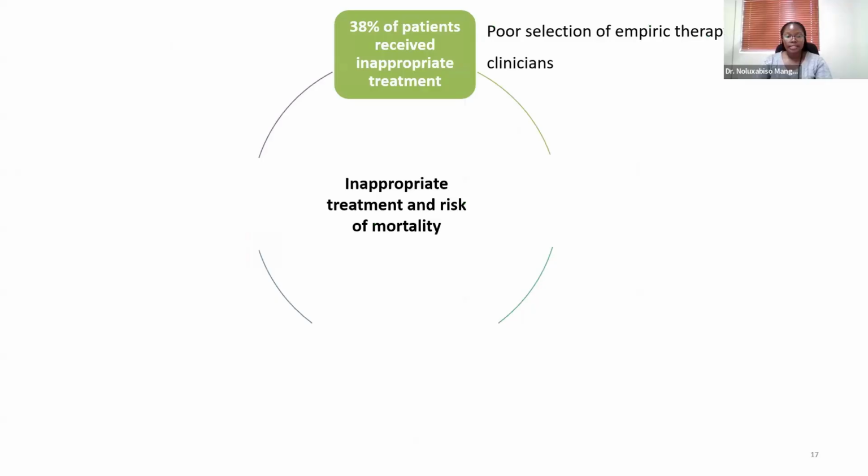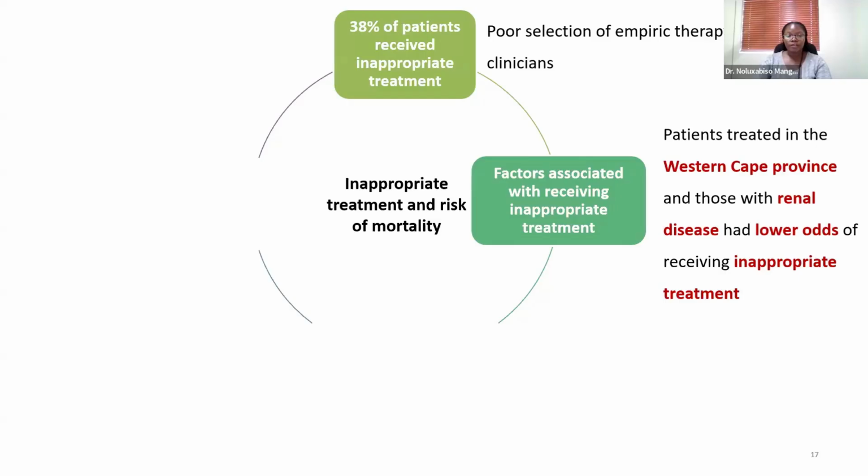To summarize the study, 38% of patients received inappropriate antimicrobial treatment. This could have been due to poor selection of empiric treatment by clinicians. For factors associated with receiving inappropriate treatment, patients treated in the Western Cape and those with renal disease had lower odds of receiving inappropriate treatment.